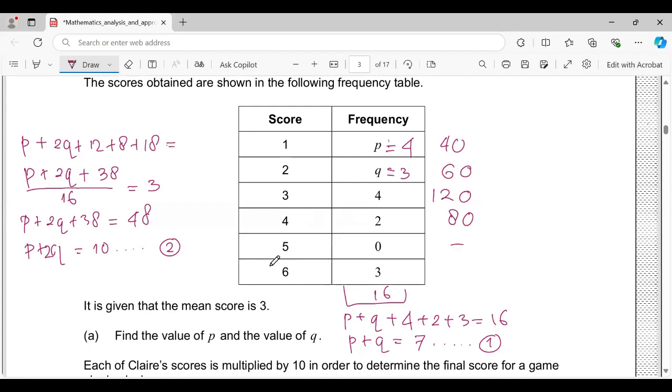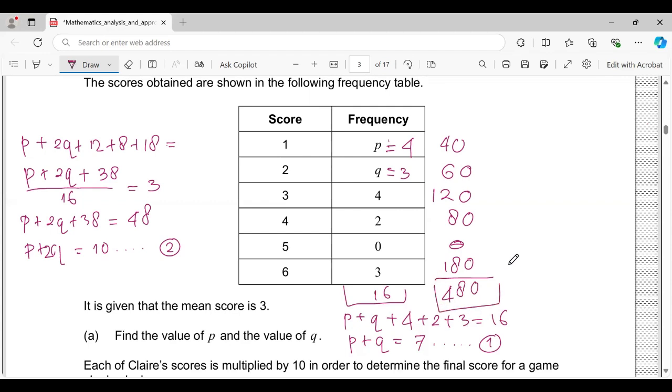0, sorry, not none. 6 times 3 times 10, 180. So if we calculate it, wait, I'm going to calculate with my calculator: 40 plus 60 is 100, plus 120, 220, plus 80, plus 180, equals 480.